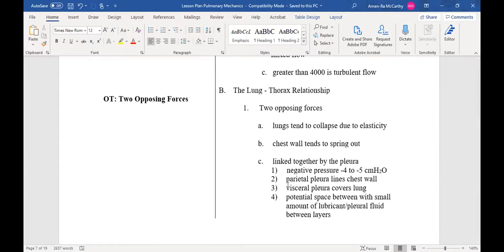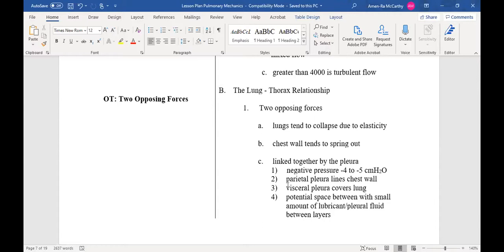B is the lung and thorax relationship. Now, during pulmonary A&P, guys, we talked about the lung and how it sits in the thorax, what the thorax is and how it protects it, the actual ribs. You have true ribs, floating or false ribs. We talked about the sternum and the parts of the sternum and all of that. But as far as the relationship, the lung and the thorax are opposing forces.